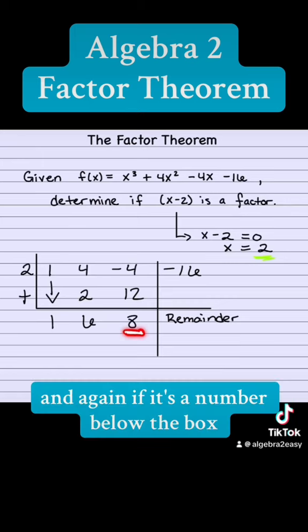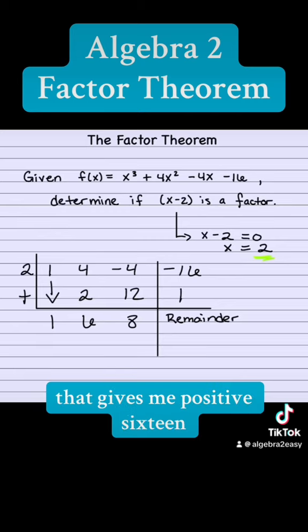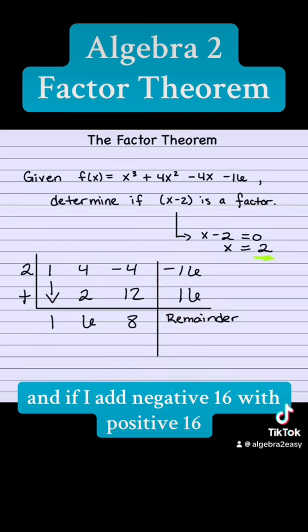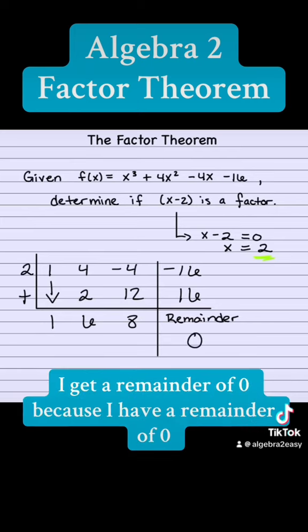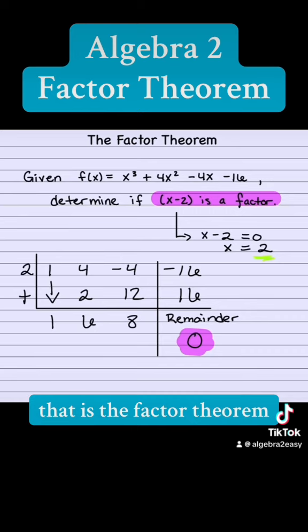And again, if it's a number below the box here, we're going to multiply it by the 2. That gives me positive 16. And if I add negative 16 with positive 16, I get a remainder of 0. Because I have a remainder of 0, that tells me that x minus 2 is a factor. That is the factor theorem.